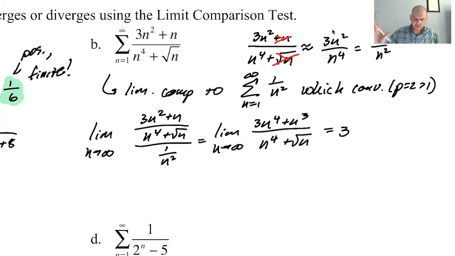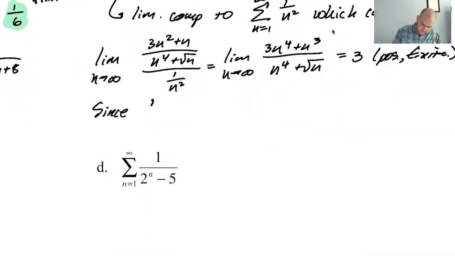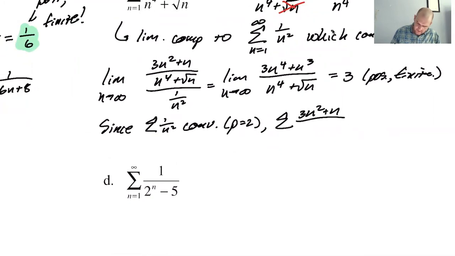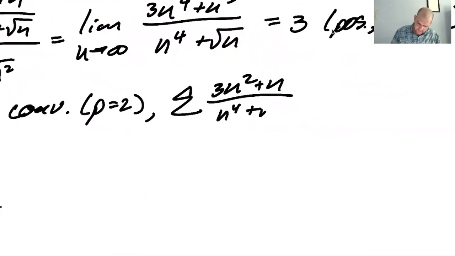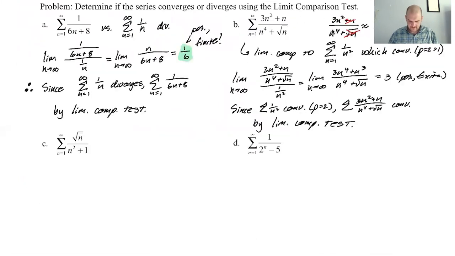You could use L'Hopital's a bunch of times. You could divide by the highest power of n in the denominator. You could look at it and just say dominant terms, 3 over 1, 3. So this is positive and it's finite. So we can say, since the sum of 1 over n squared converges, p equals 2, we know that the sum of 3n squared plus n over n to the fourth plus root n converges by limit comparison test.